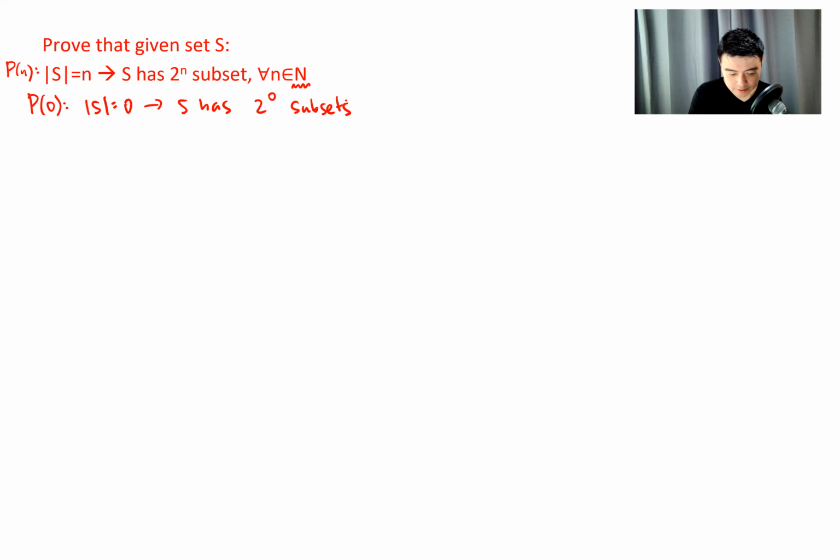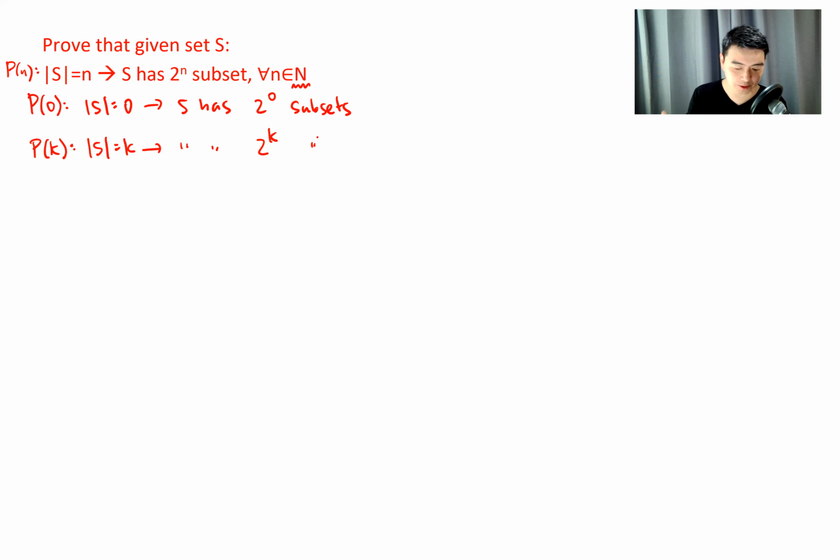All right. So since this is true, our next step is to assume P of k is true. So that means if the size of S is equal to k, then S has 2 to the k subsets. Now, how do we show that, in fact, the statement P of k plus 1 is true? So now let's try to visualize what the statement P of k plus 1 is. P of k plus 1 says if S has k plus 1 elements, then it will have 2 to the k plus 1 subsets. Now, this is going to be a statement that is proven from our basis, from our assumption, P of k.